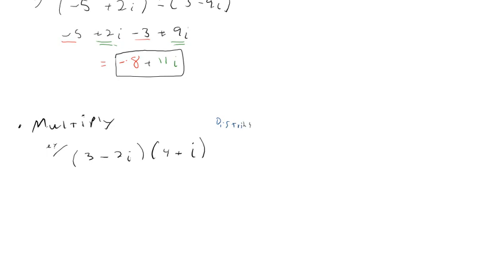Distribute, distribute, goodness gracious. Distribute, aka foiling. So we're going to take the 3, multiply it by both the 4 and the i. So we're going to get 3 times 4 is 12. 3 times i is plus 3i.